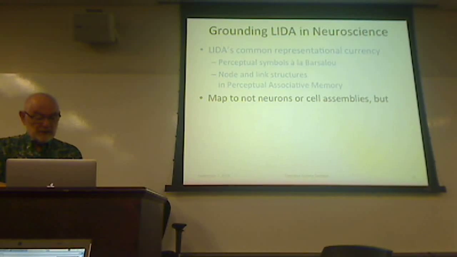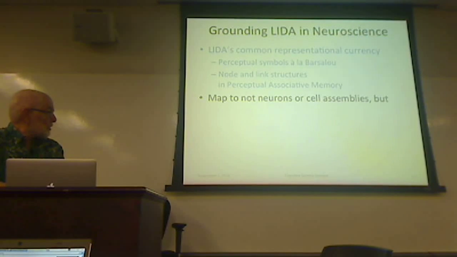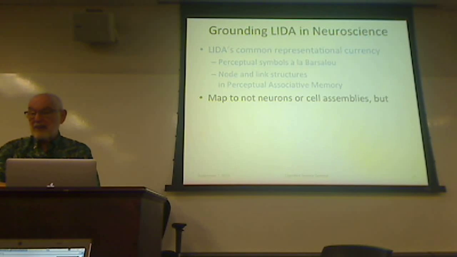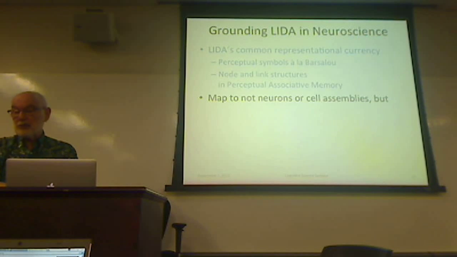So what we need to do is map these nodes and links onto something from the neuroscience. We have to ground them in the neuroscience. We have to say what an event node is going to be down below. And the question is, what's it going to be? Well, it's not going to be a neuron. Neurons are much, much too fine. There's nothing in the LIDA model that's likely to map to a single neuron. In fact, any single neuron, you can probably take it out and never notice it.